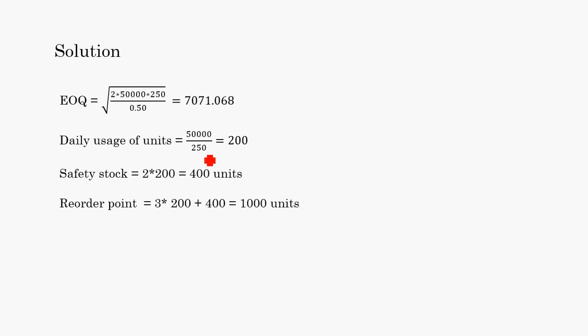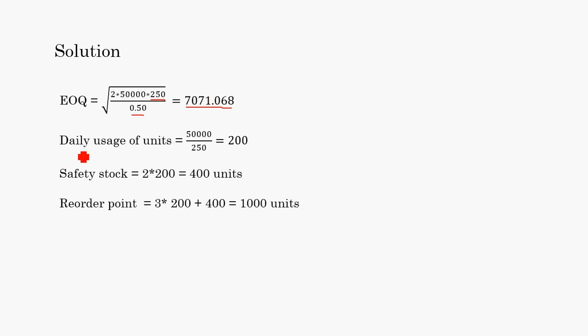For economic order quantity, you are simply going to substitute the values into the formula that we have. So 2 into S, which is 50,000, the ordering cost was 250 and the carrying cost per unit was 0.50. So the answer is 7071.068. So this is the economic order quantity, or the quantity of cheese for which you have to place an order so that your total inventory cost is low.